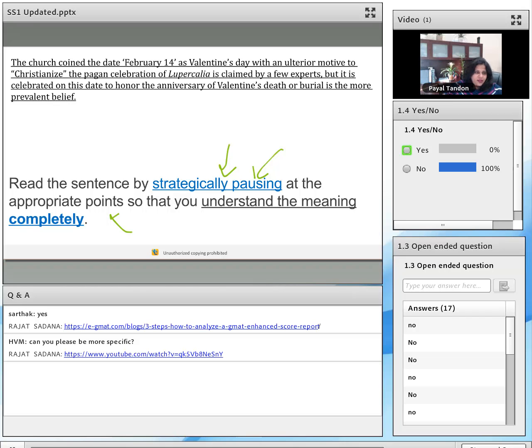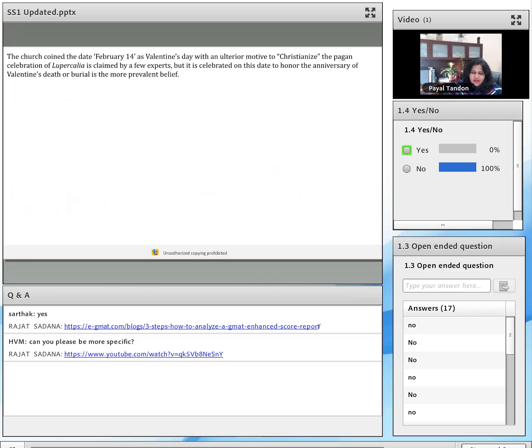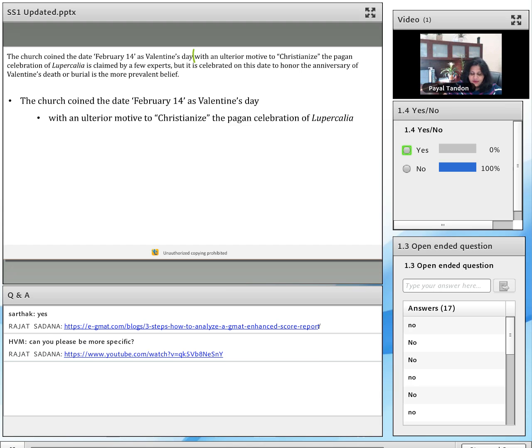So what I'm going to do now is read the sentence slowly, the way I would solve any sentence correction question, for that matter, the way I would solve any verbal question. So, the church coined the date February 14th as Valentine's Day with an ulterior motive. I'll just stop here because I've read a big chunk of the sentence. The church coined the date Feb 14th as Valentine's Day. So the church basically designated Feb 14th as Valentine's Day. That's what I've read so far, with an ulterior motive.